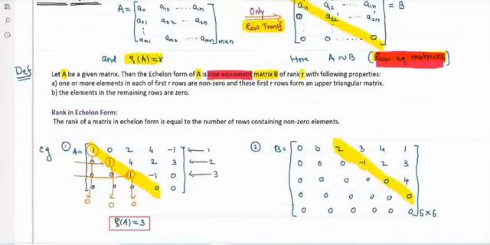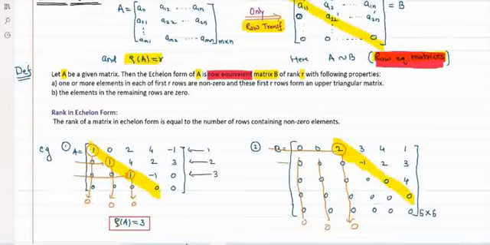Otherwise, the second definition: in the first row, see the first non-zero element. The first non-zero element is 2. Below that, all elements must be 0, and on the left side of that column, all should be 0. Are they? Yes, this is also 0. This is also 0. Okay.